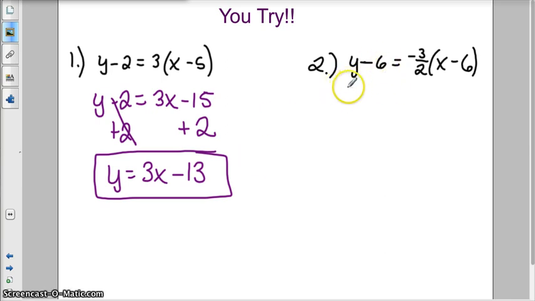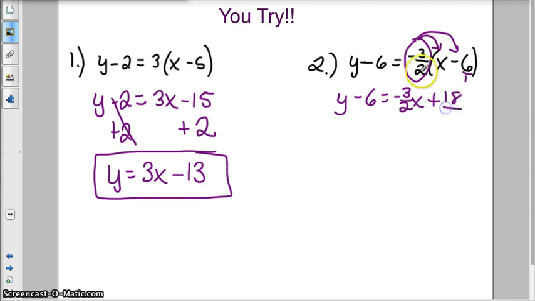All right, the second one, we're going to distribute out this negative 3 over 2 to both of these. So we're going to bring down our y minus 6 equals negative 3 halves times x is negative 3 over 2x. And then negative 3 over 2 times negative 6, or in other words, negative 6 over 1. When we multiply the tops, we get positive 18, and multiply the bottoms, you get over 2.